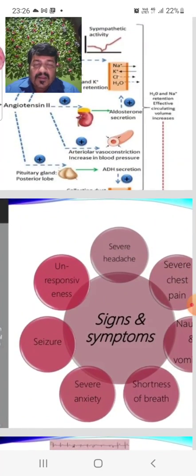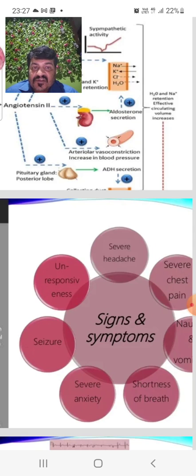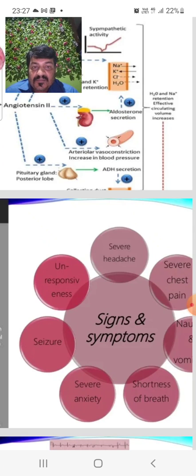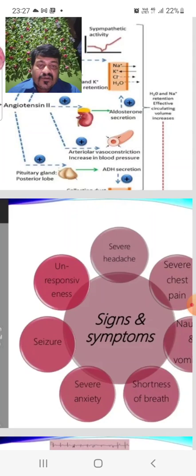So, signs and symptoms of hypertension. First see what hypertension causes in our body, what are the signs and symptoms which can lead to further problems, like severe headache, severe chest pain, nausea and vomiting. Fourth one is shortness of breath, and severe anxiety and seizures, and unresponsiveness. So the signs and symptoms are clear. Mostly the patient is complaining of severe headache, but when there is involvement of the lungs at the lower bases, when there is left ventricular dysfunction, then we will find shortness of breath.